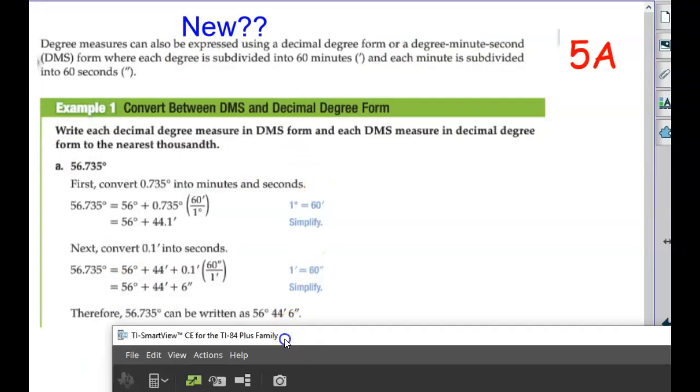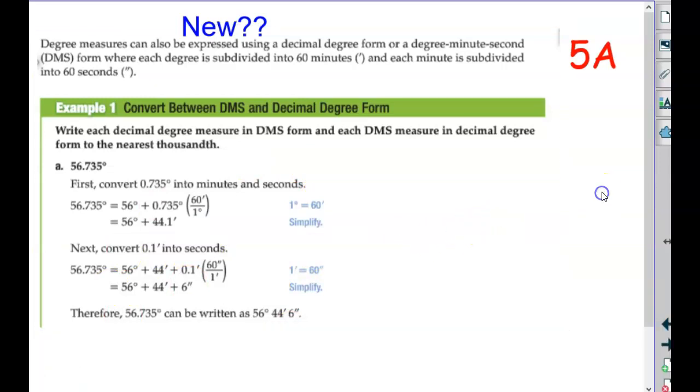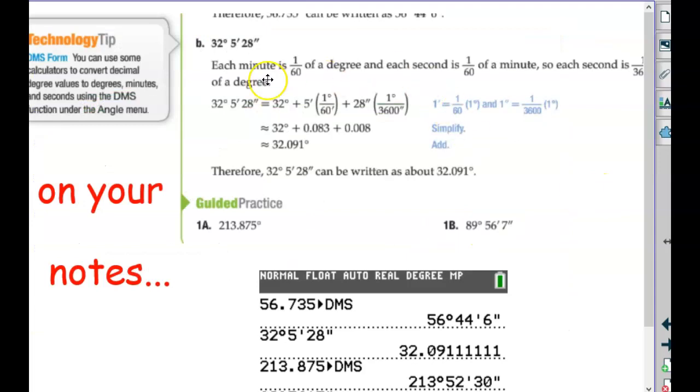Now, if I go to the next question, if I could figure out how to get to the next question, it says when you have degrees, minutes, and seconds, you can change it back. Now, I'm kind of old school about this. I usually do this by dividing. So I go 32 plus 5/60 plus 28. Now, be careful. How many seconds in an hour? It's not 60. Yeah, 60 times 60 is 3,600.